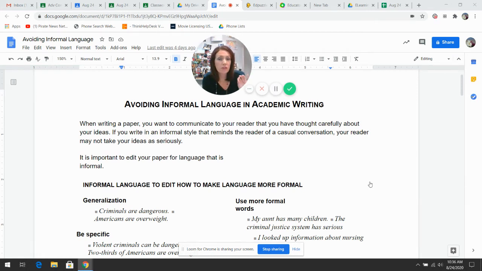This will be a very, very brief introduction and overview of how to avoid informal language in academic writing. Academic writing can be technical writing, a category of it, although it looks different. It can be creative writing. Sometimes you don't want to use informal language in any of those types of writing.